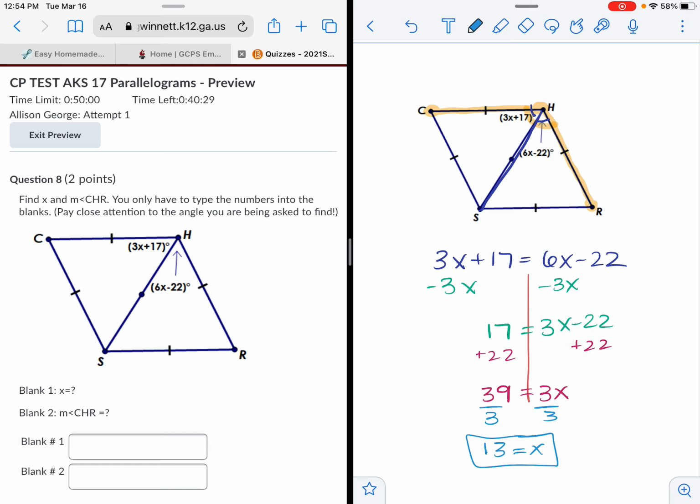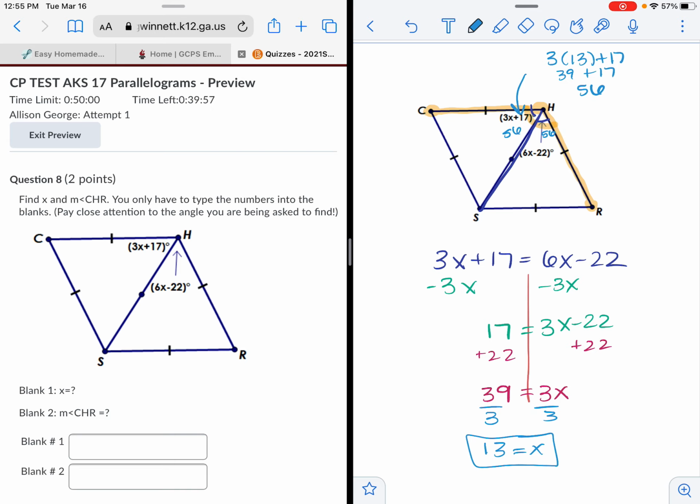So I'm going to go ahead and start by just plugging 13 into one of these angles. I'm going to do this one. So 3 times 13 plus 17. 3 times 13 is 39. Plus 17 is 56. And now I know that they're both equal, so I don't actually have to plug it in on the other side, but you always could to check your work if you wanted.